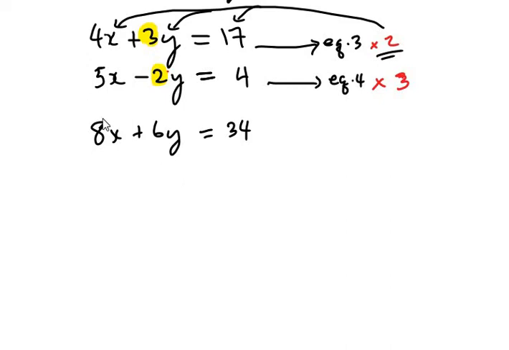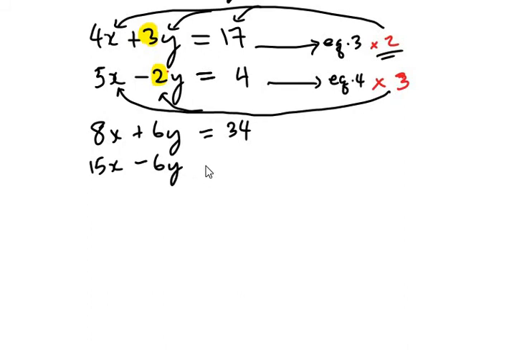3 times 5x is 15x. Good. Next. And 3 times negative 2 is negative 6y. Good. And 3 times 4 is 12. All right. Awesome.